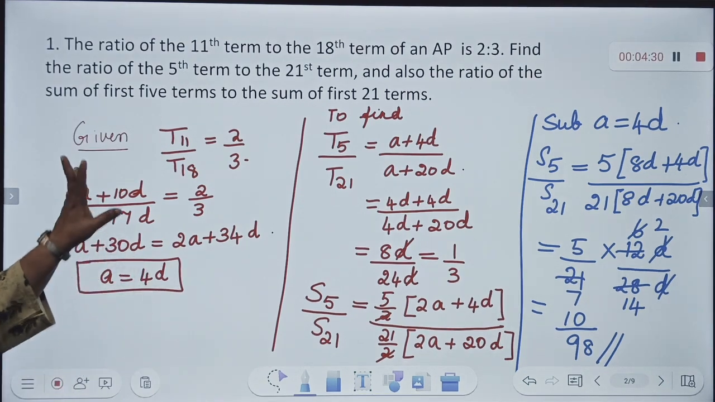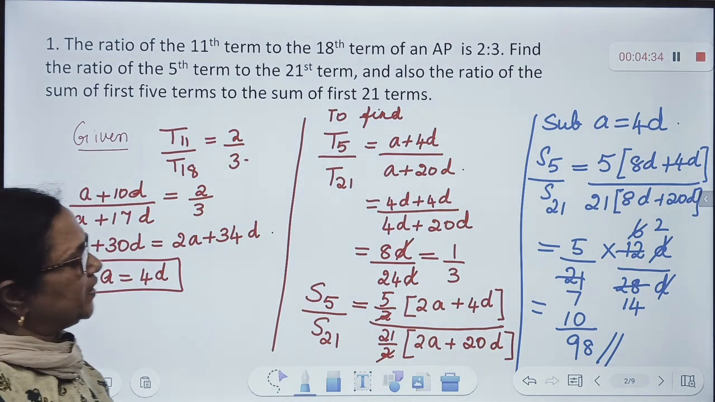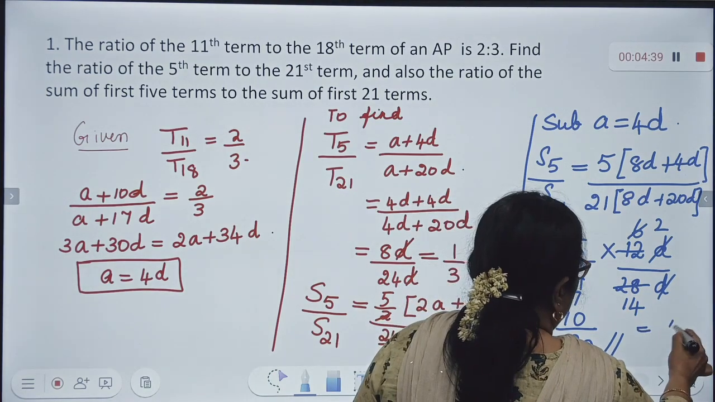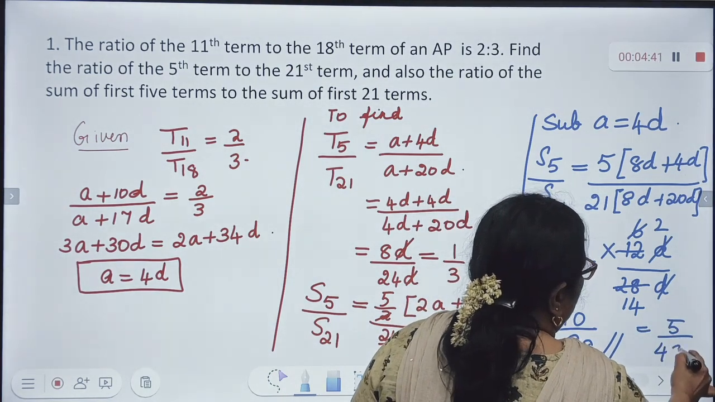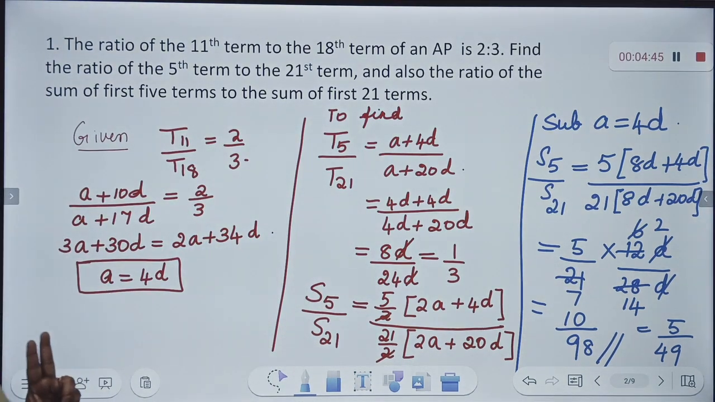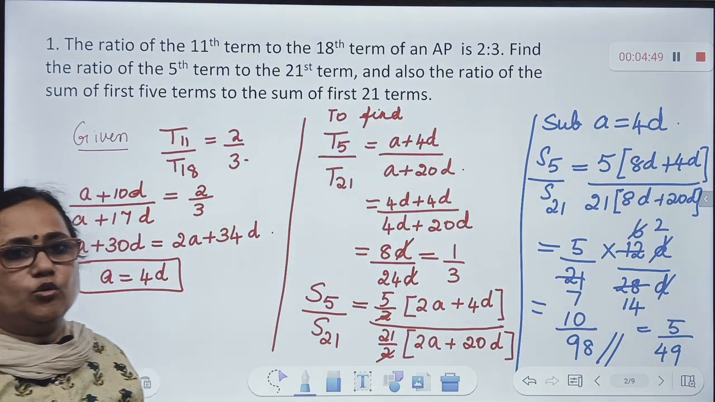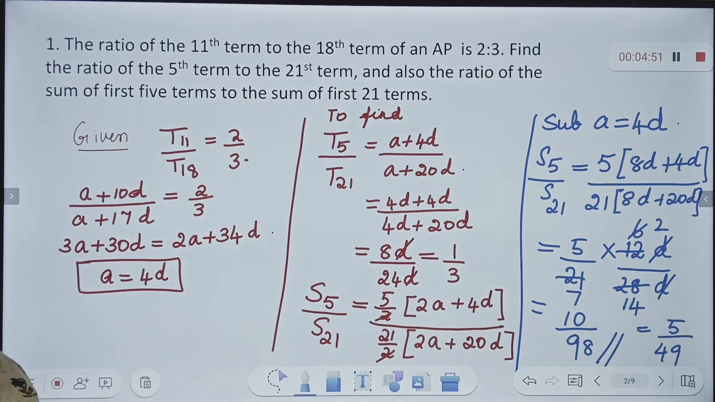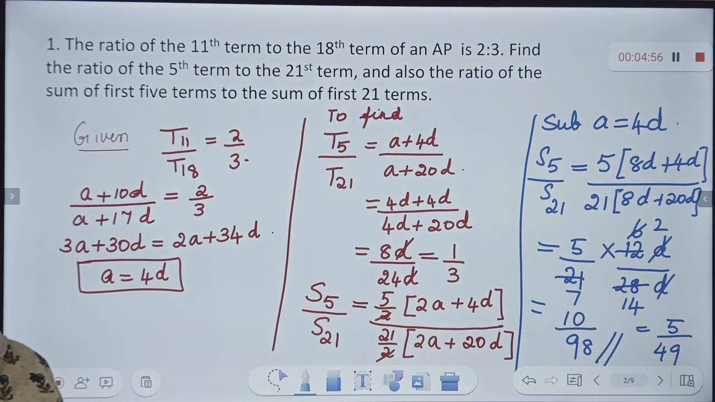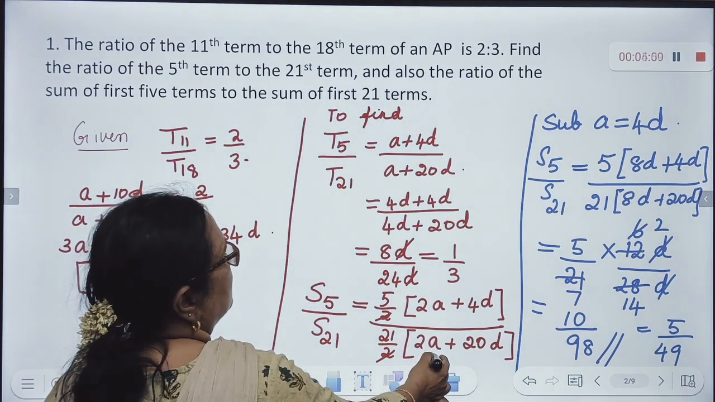Is it clear? So this is the ratio of the sum of the first 5 terms to the sum of the first 21. You can even simplify this further. This will be what? 5/49. So here we have used two formulae. One, nth term, which is A plus n minus 1 into D. Next, sum of the first n terms, which is n/2 into 2A plus n minus 1 into D, which is what I have used here. Is it clear?